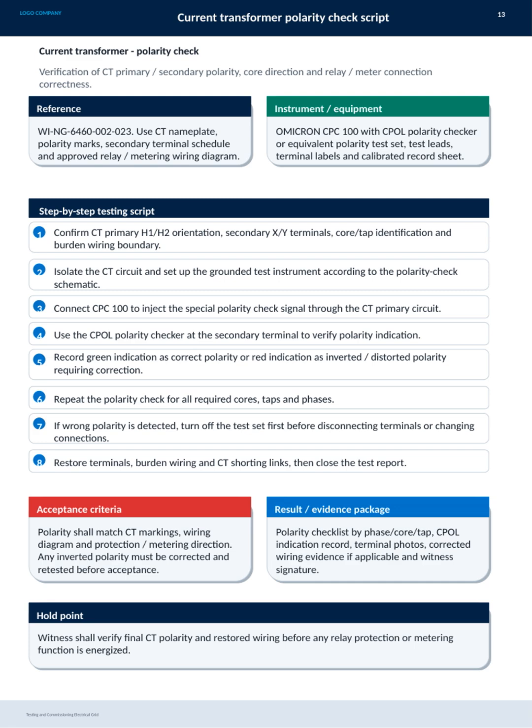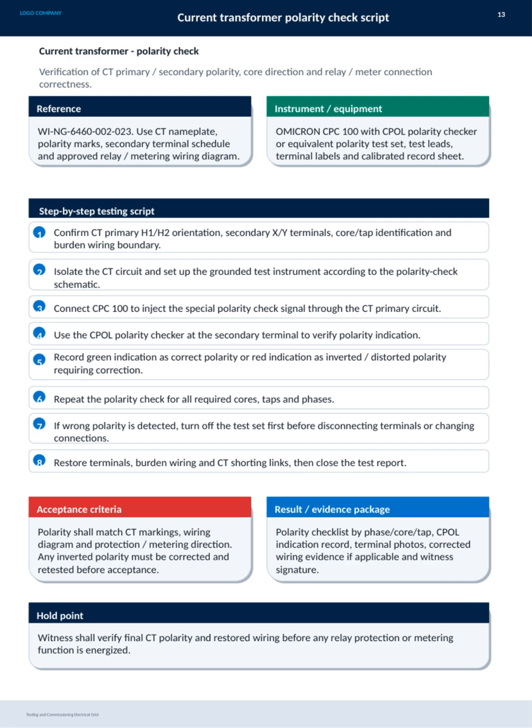The step-by-step script begins by confirming the orientation of primary and secondary terminals, isolating the CT circuit, and setting up the grounded test instrument following the schematic. We inject a special polarity check signal and verify the indication at the secondary terminal. If the CPOL shows green, that's correct polarity, but a red indication means inverted or distorted polarity, which must be corrected. This check is repeated for all cores, taps, and phases.